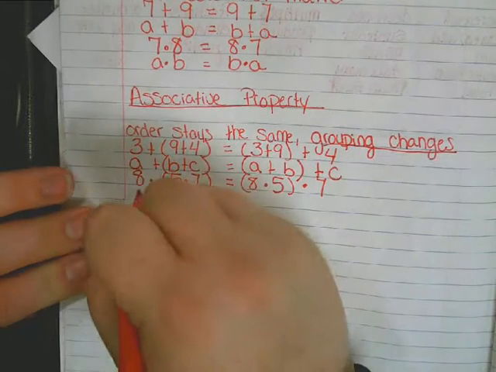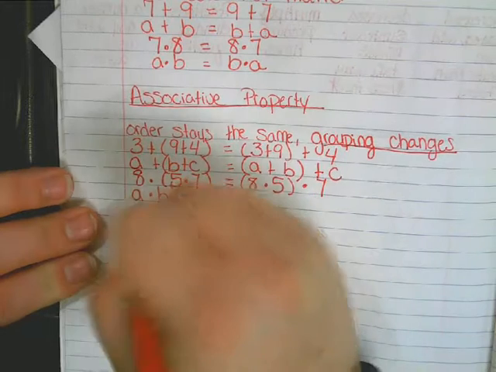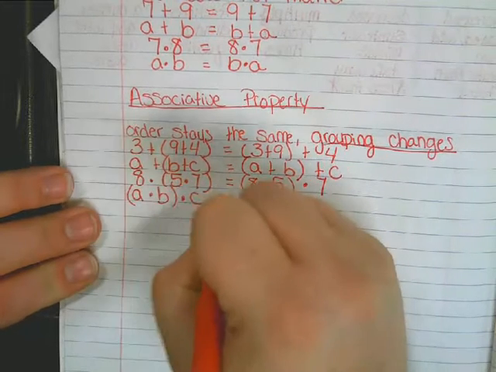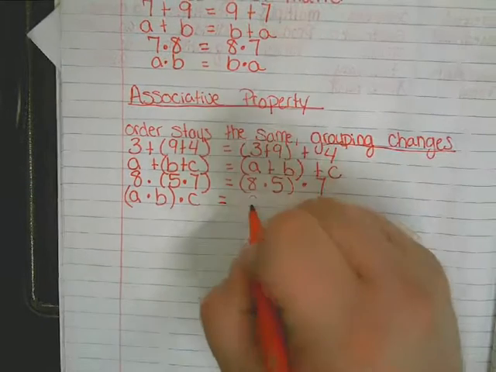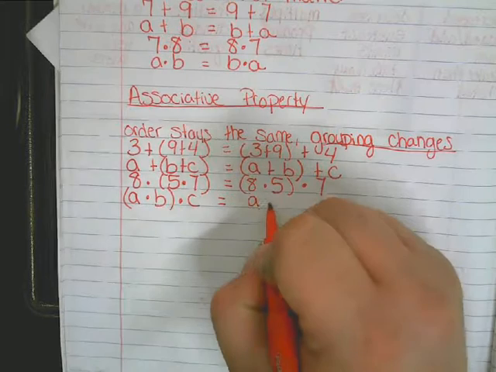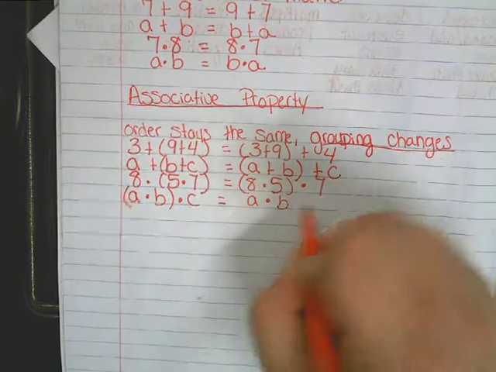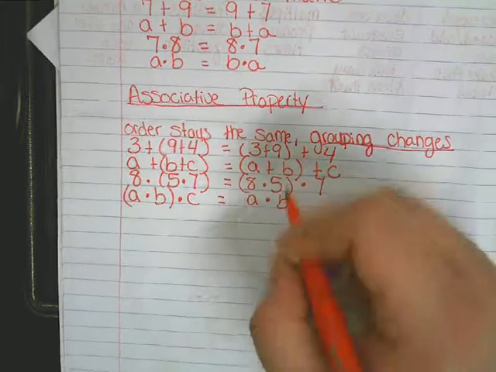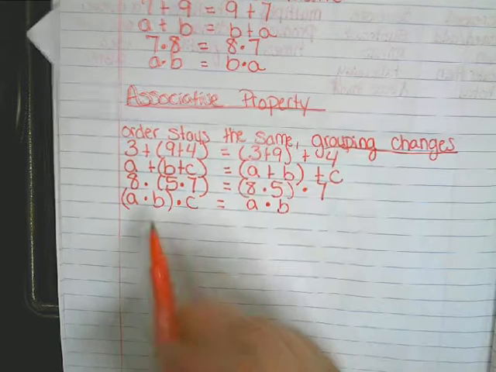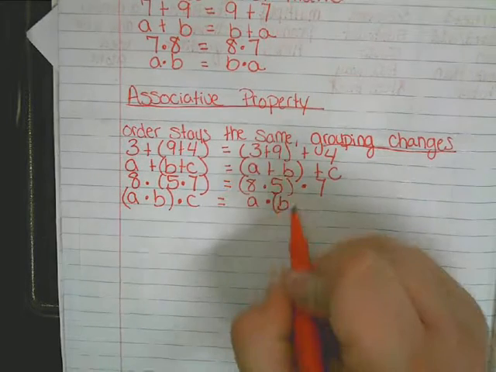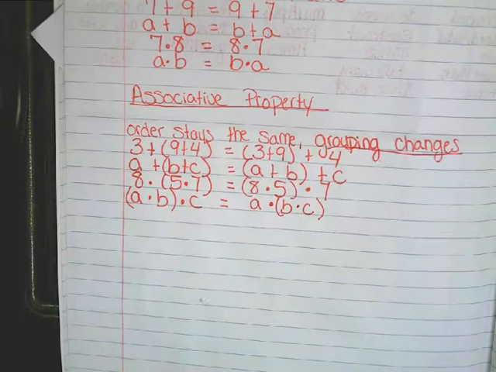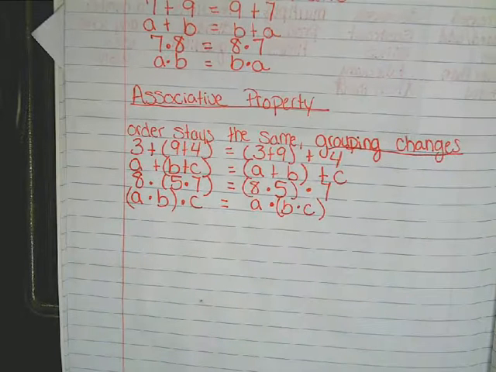So if I have A times B, in parentheses, times C, how am I going to write it on the other side? A times B. Put the parentheses between what? A and B. Oh, between the B and the C. Okay, so questions on your associative property.